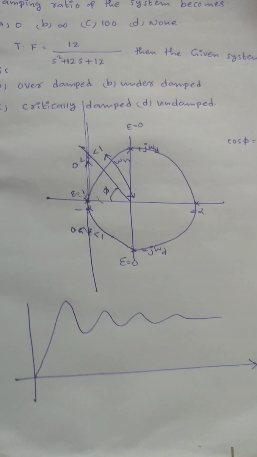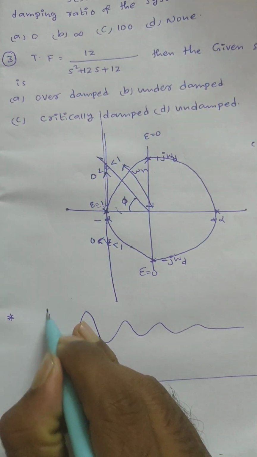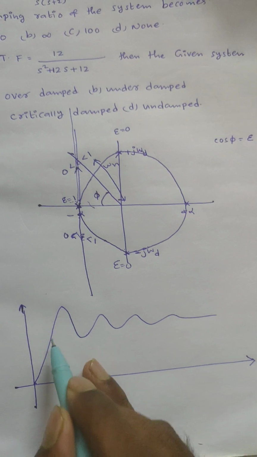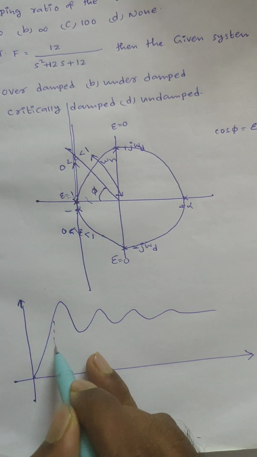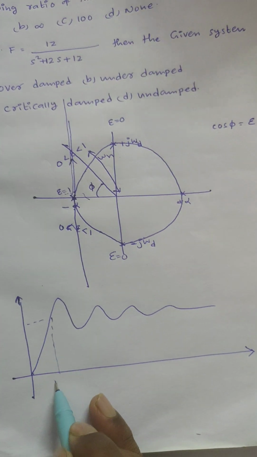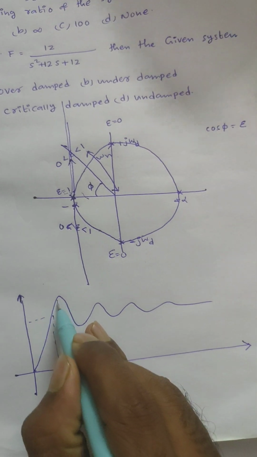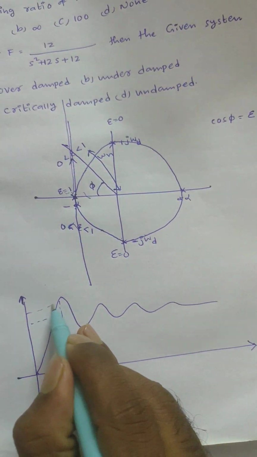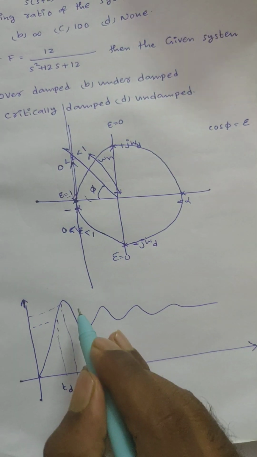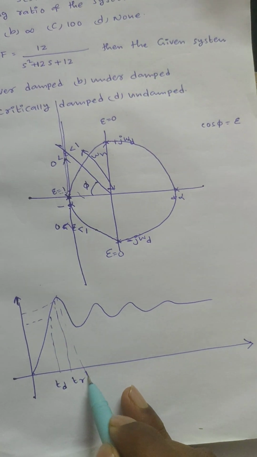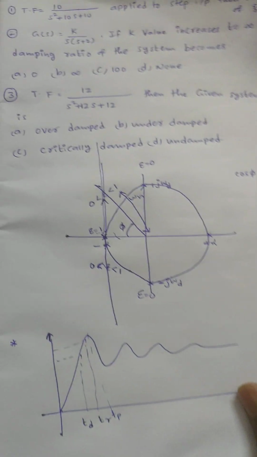This is the waveform, right? Underdamped system. Okay, for this system, here it is the delay time. Okay, next rise time, next peak time. Okay, we can calculate all those parameters.